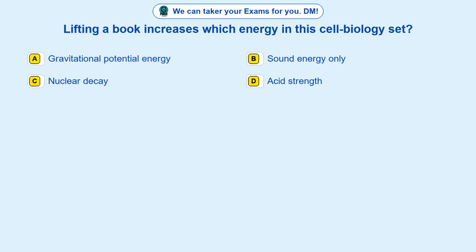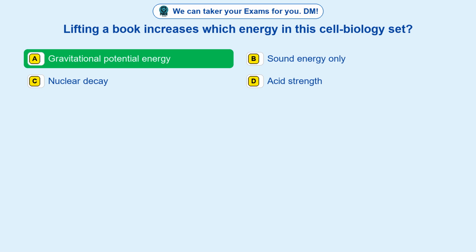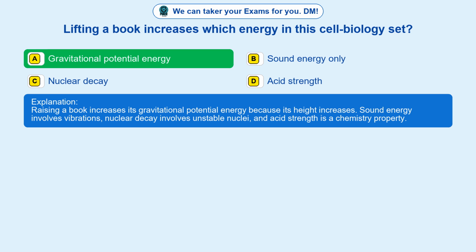Question 61. Lifting a book increases which energy in this cell biology set? Option A, gravitational potential energy. Option B, sound energy only. Option C, nuclear decay. Option D, acid strength. The correct answer is option A, gravitational potential energy. Raising a book increases its gravitational potential energy because its height increases. Sound energy involves vibrations, nuclear decay involves unstable nuclei, and acid strength is a chemistry property.